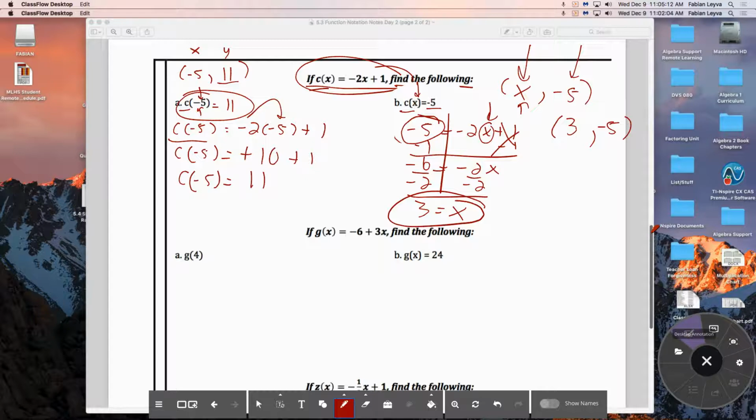Let's go ahead and just do a second example, because you're not going to get this the first time around, or if you're struggling, you'll notice that the more examples you do, the better you get at it.